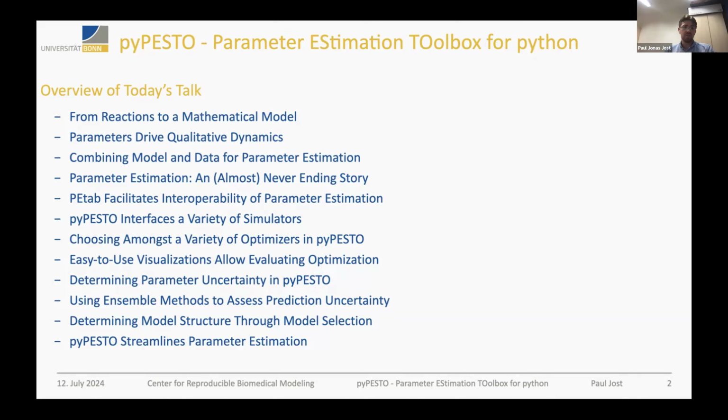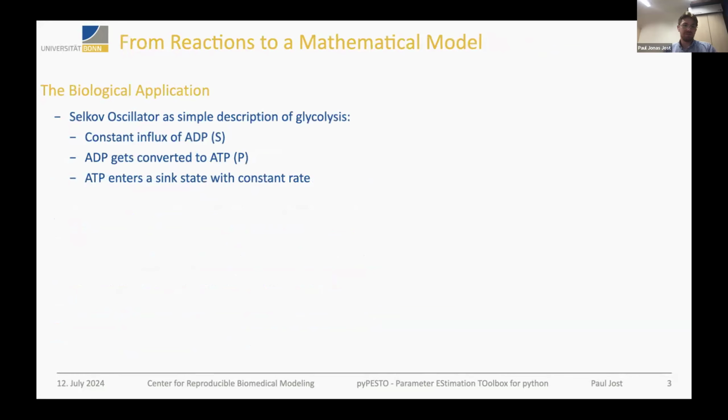pipeline. The structure of today's talk is going to be that first, to get everyone on the same page, I'm going to talk about how we get from a reaction to a mathematical model. Then I'm going to try to convince you that parameter estimation is really a crucial part of designing a mathematical model. And then from there on out, we can take a look at what parameter estimation looks like, how we define a parameter estimation problem, and how pyPESTO aids you in each step of parameter estimation. My very last slide will be my last try to convince you that pyPESTO streamlines parameter estimation. And I think we can start.